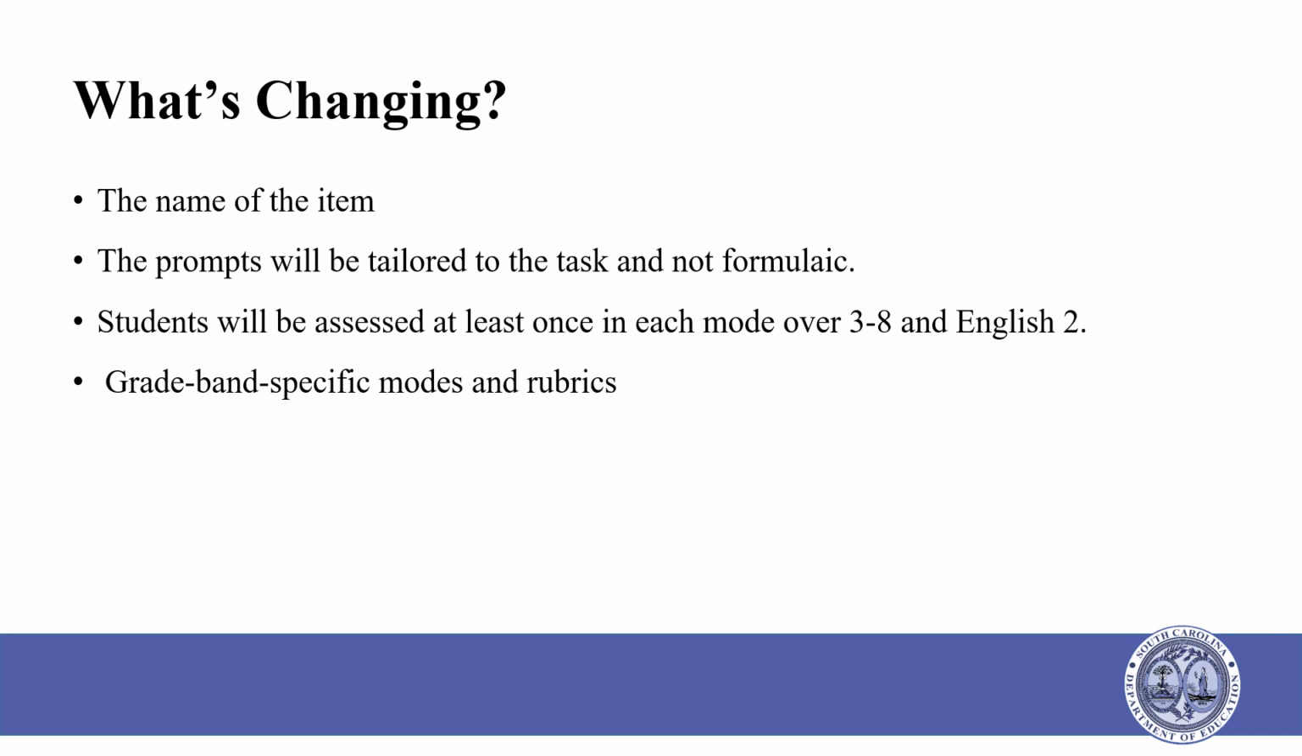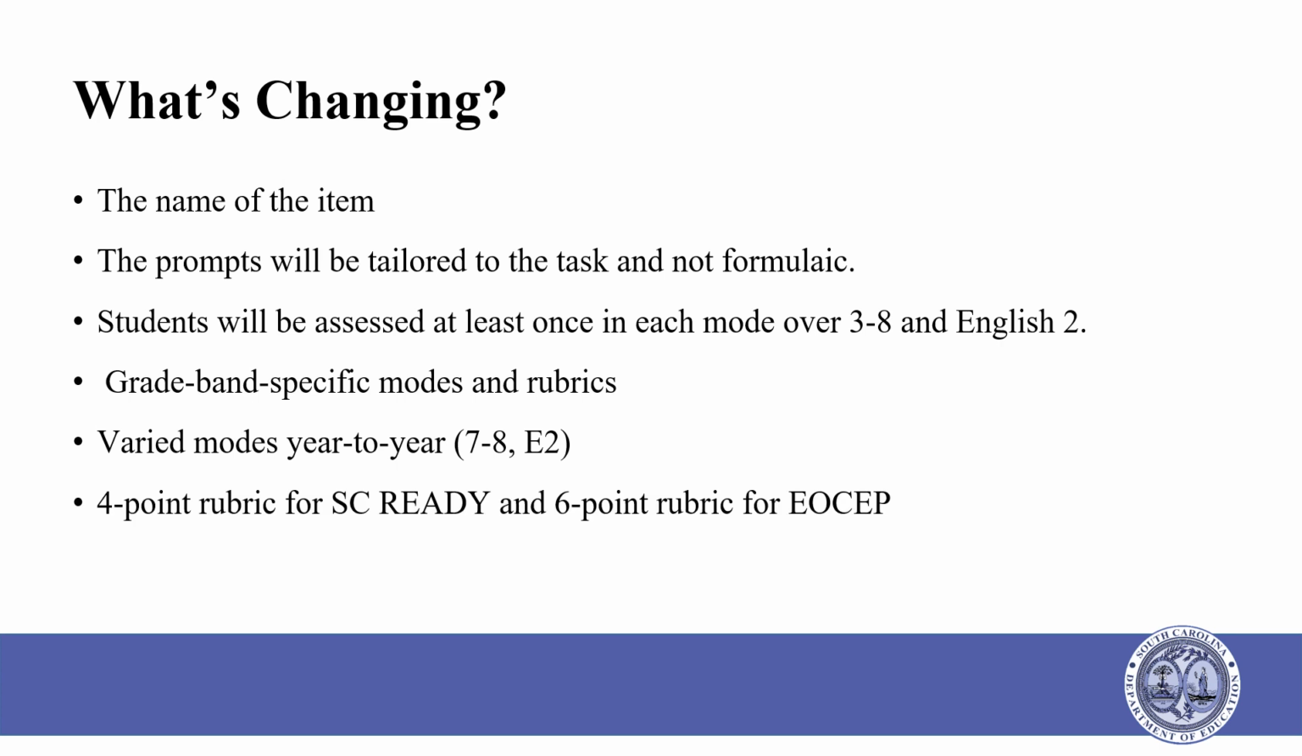Grade-specific modes and rubrics. Varied modes from year to year in grades 7-8 in English 2. 4-point rubric for SC Ready, and a 6-point rubric for the end of course exam. The rubrics will no longer be weighted as they are for TDA. This will be reflected in the new assessment blueprints that will be released in fall 2024.